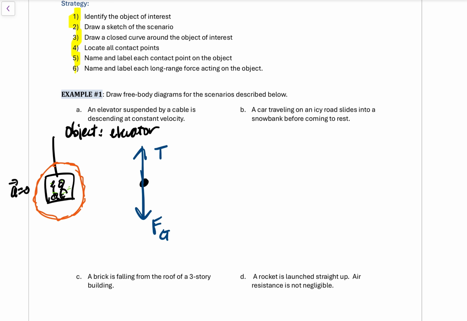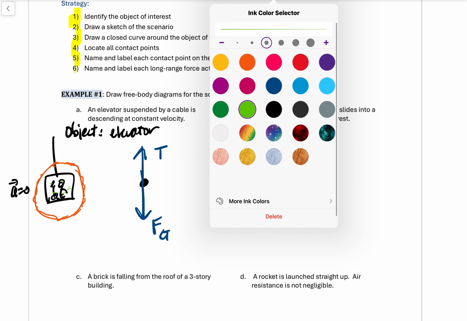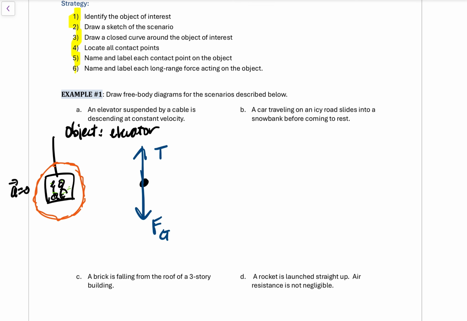I only have one thing contacting my elevator. And so this would be all of our forces. It is a diagram and forces are vectors. So I do want to also include a coordinate system. I'm going to say that y is positive going up. So there's my y-axis, and I have my y direction going up. I can also just over to the side say y is positive going up.